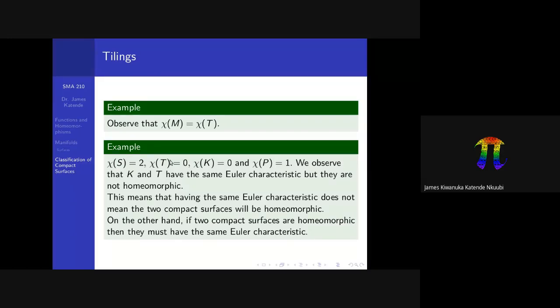So just the fact that their Euler characteristics are equal, it does not mean that the two must be homeomorphic. But on the other hand, if they are homeomorphic, then they must have the same Euler characteristic. So the converse is true. If they are homeomorphic, then they have no choice. But just having the same Euler characteristic does not mean they are homeomorphic. So it's good to take note of that.